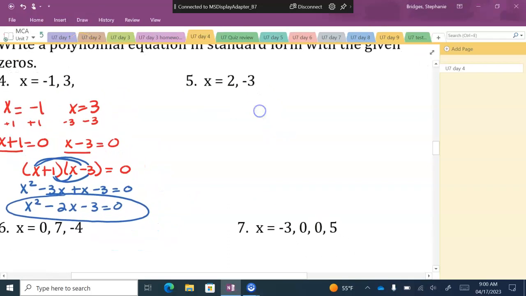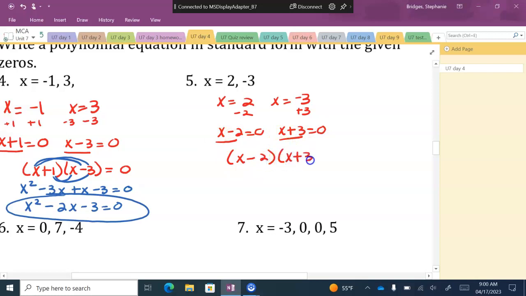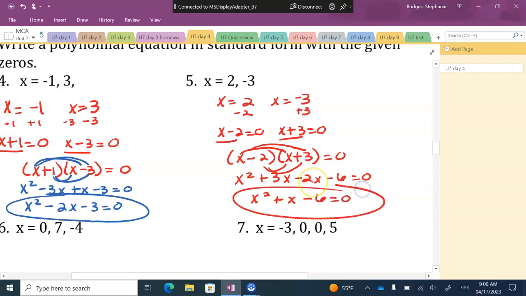We are starting by setting each one equal to x. We're going to work backwards to turn them into binomials, getting them equal to 0. Then we're going to take each binomial and put it in parentheses next to each other. Then we're going to FOIL it out. I'm going to combine my like terms. And again, you can leave it equal to 0 or you can put a y equals in front. It doesn't matter to me. I will accept either one.